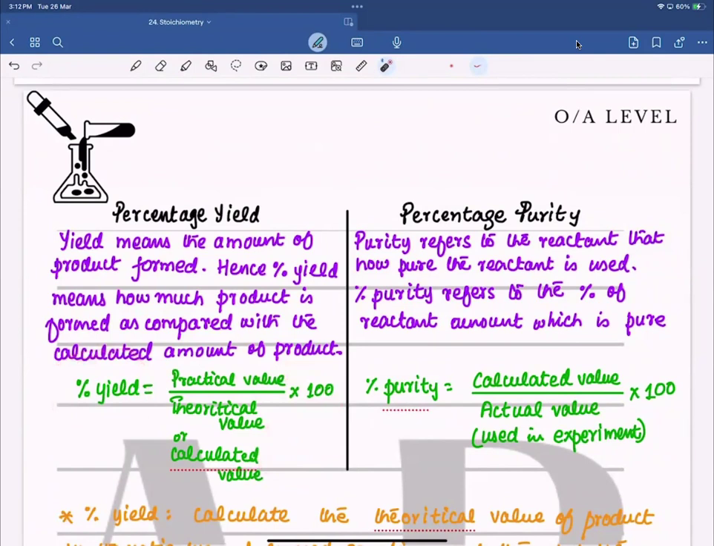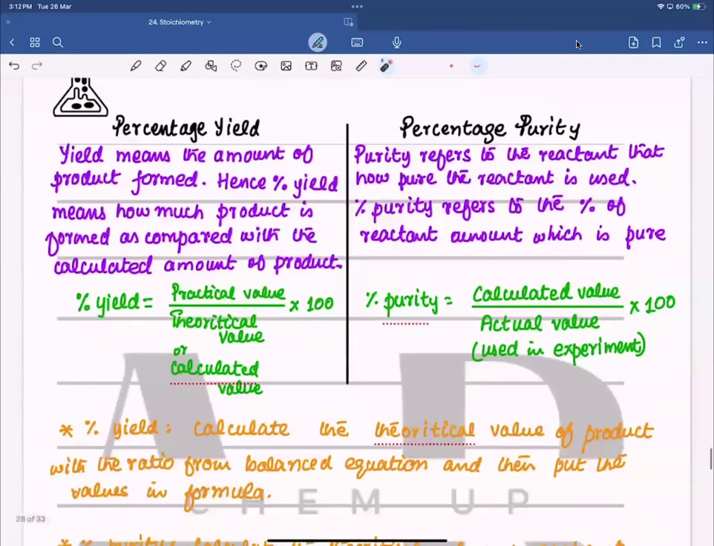Now, what is percentage purity? Purity refers to the reactant which we are using, that how much pure it is. Okay. So to find the percentage purity, we will use the calculated value over actual value. So actual value is the one which is used in the experiment, and calculated value is the one which we calculate by the ratio method.